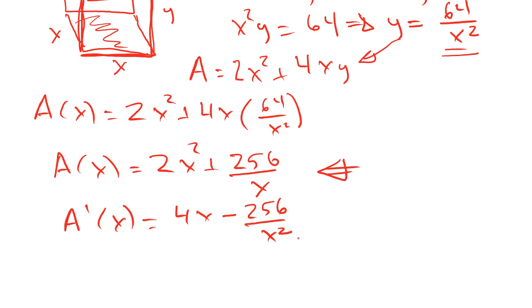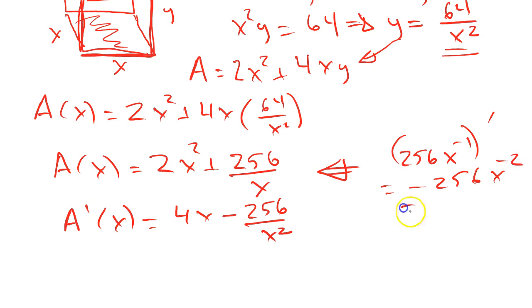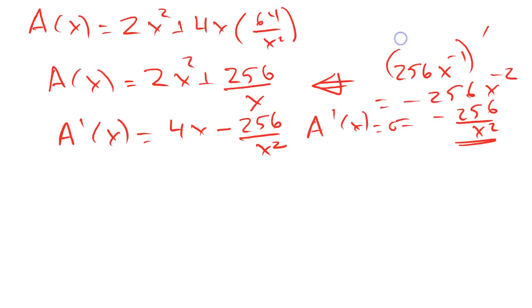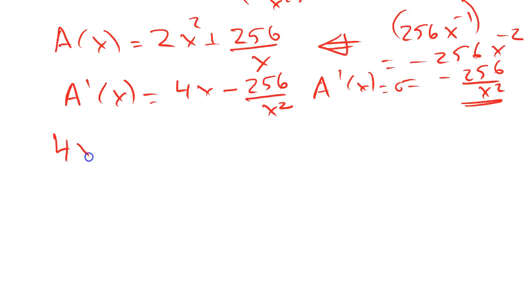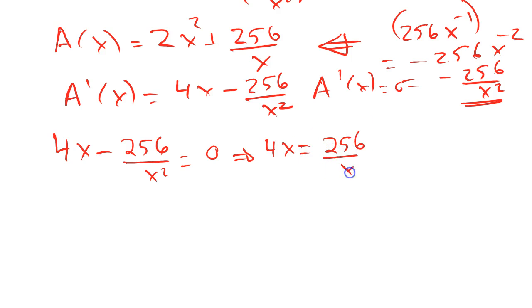As an example we saw previously, the derivative of 256 over x, which is 256 x to the minus 1, is negative 256 x to the minus 2, which is minus 256 over x squared. In case you're wondering where that came from, that's where it is. Now we let this derivative equal 0. Messy, hopefully you can make it out. So we have 4x minus 256 all over x squared is equal to 0, and we could say that 4x is equal to 256 over x squared.